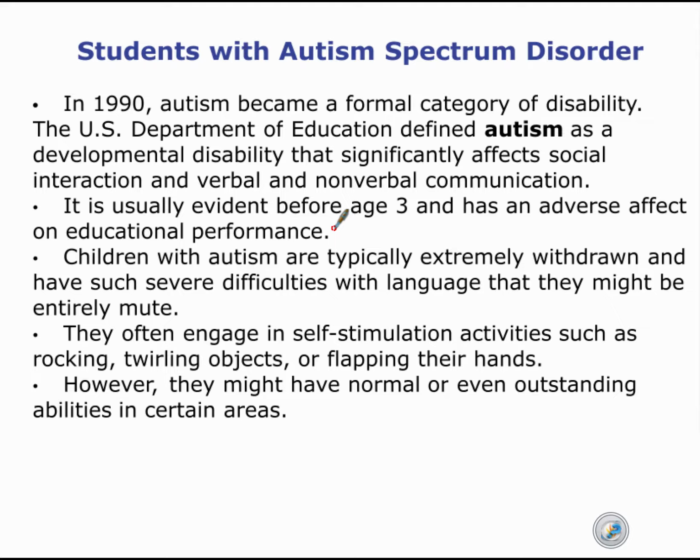Children with autism are typically extremely withdrawn and have such severe difficulties with language that they may be entirely mute. The inability to communicate or have effective communication is pretty high. Usually kids, a lot of times with autism, will do things like echolalia, which means that they repeat what you do. They kind of are parroting.